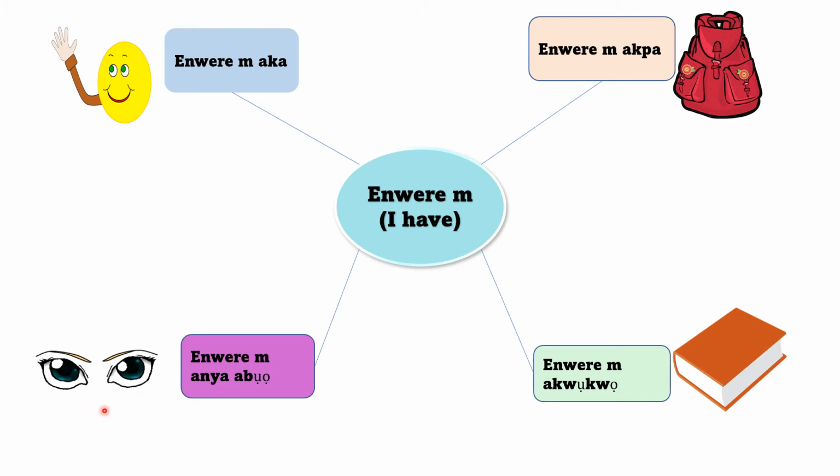Then this is anya. Enwerem anya abụọ. It means I have two eyes. Okay, so don't forget I have. And you can actually use some of other words that you know, right? Just try to use it to form sentence using enwerem. So for example, if you know ono is mouth, so try to use it to form sentence. How that will work is by saying enwerem ono. Okay, so give it a go. Then we'll go over to the next slide.